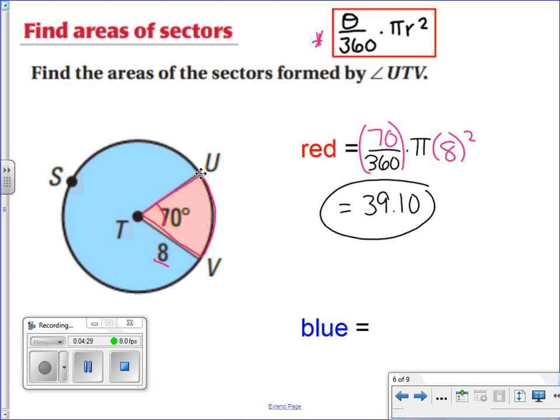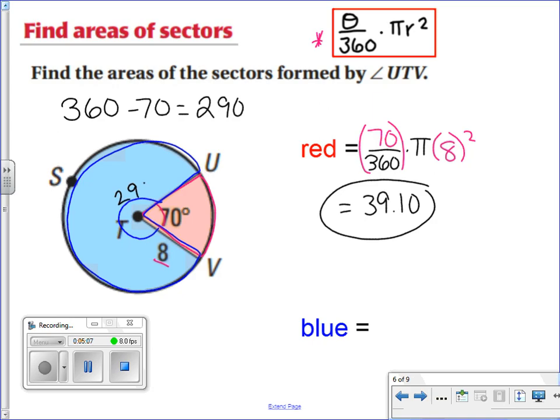Let's try the same thing now for the blue sector. So this is now what we are looking at. Well, I need to figure out what my theta is for my blue sector. Well, we know that a circle is 360 degrees. If the red sector was 70 degrees, to find the theta measure of the blue sector, I'm just going to subtract 360 minus 70 together. And when I do so, I get 290. So this measurement is 290 degrees.